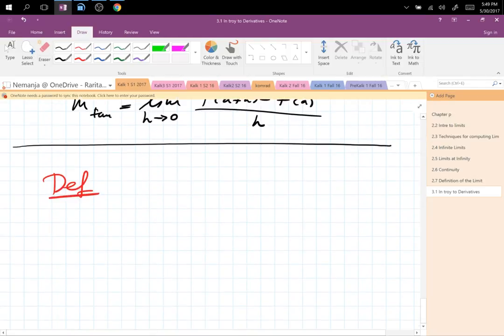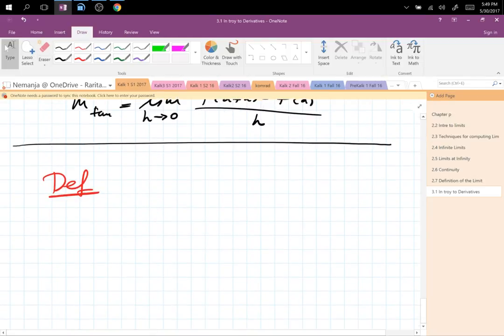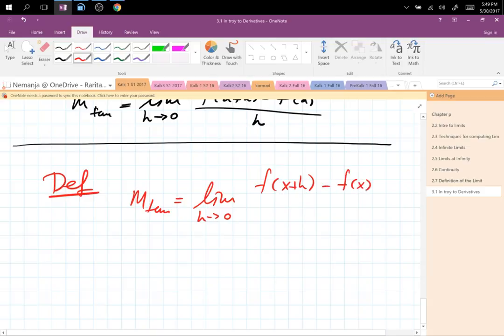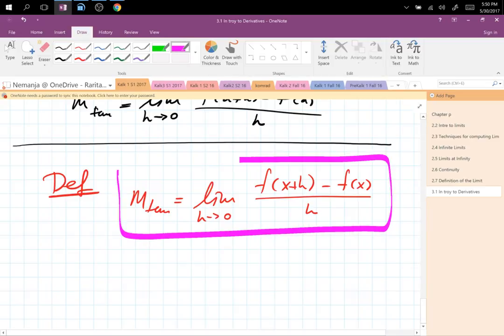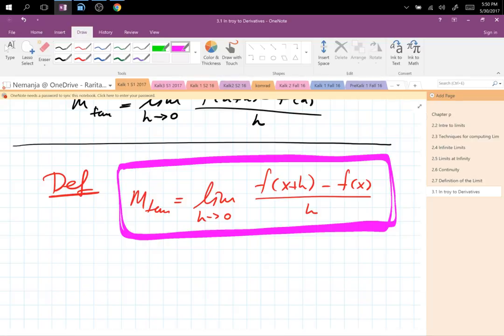So what I'm going to do now is make it like open source, all right? I'm going to say that the tangent line, m tangent, is going to be the limit as h goes to 0 of f of x plus h minus f of x divided by h. And this is the boss equation. Because now, with a single calculation, you are going to compute all of the slopes that could possibly be computed for that function.